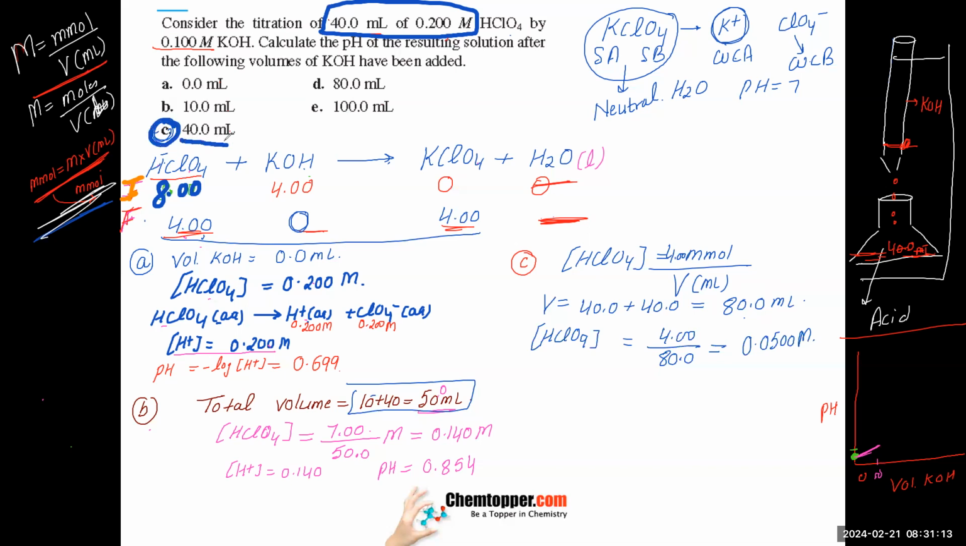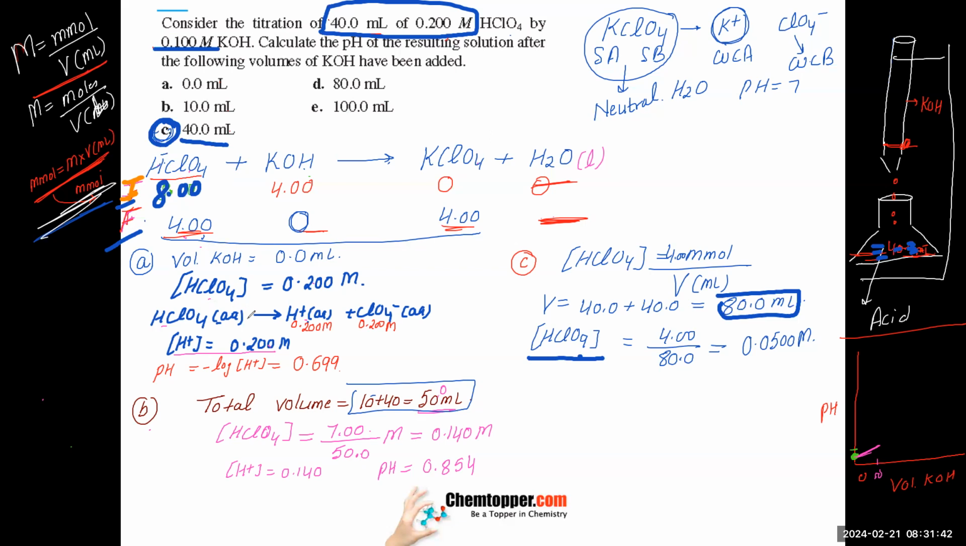When 40 ml of this 0.1 KOH is added in this solution, the total volume is now 80 ml. We are working with millimoles because we are adding volumes. As volumes are added, concentration changes, molarity changes. So we cannot work with molarity. So we started working with millimoles here. These are the millimoles. Then you are calculating the concentration of HClO4.